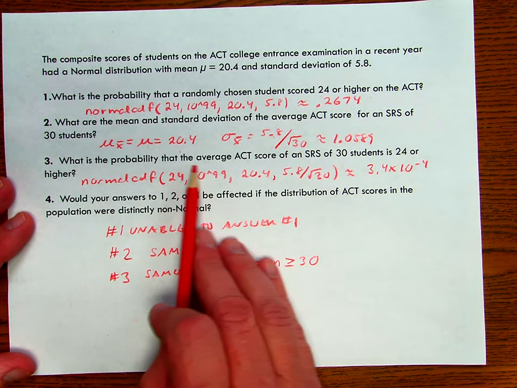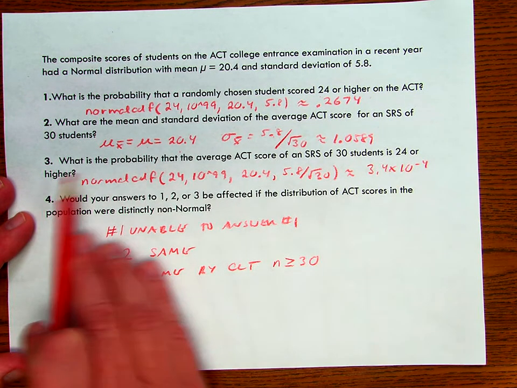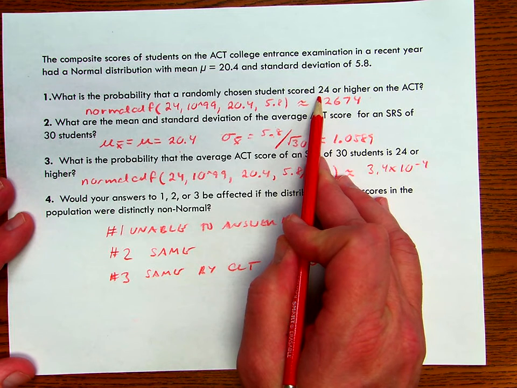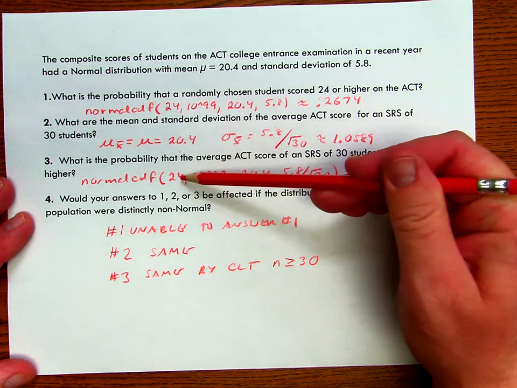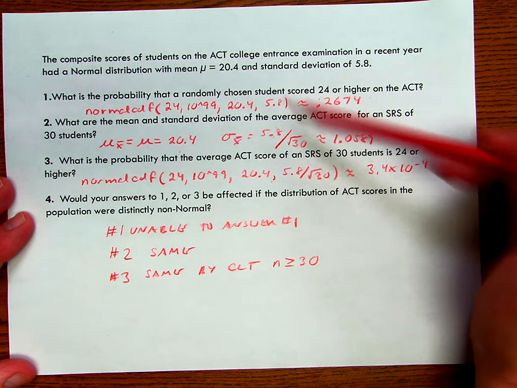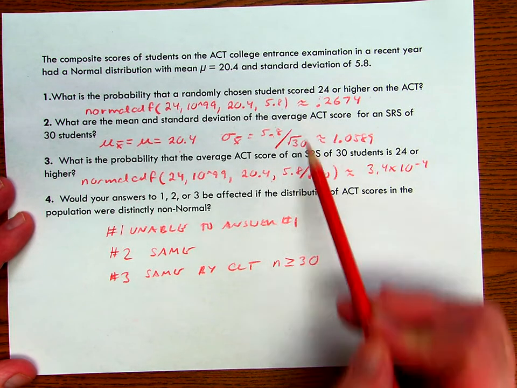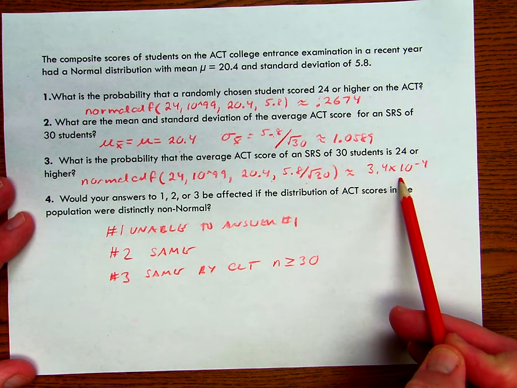Okay, what is the probability the average ACT score for a simple random sample of 30 students is 24 or higher? All right, so here was the probability of 1 person having a score of 24 or higher. Now it's the probability of a group of 30 having an average score of 24 or higher. We still have the same lower bound, same upper bound, same mean, but now the standard deviation is different. That's the standard deviation for that 1 student. This is the standard deviation for a group of 30. So we get a highly unlikely event. It's rounding to almost 0.